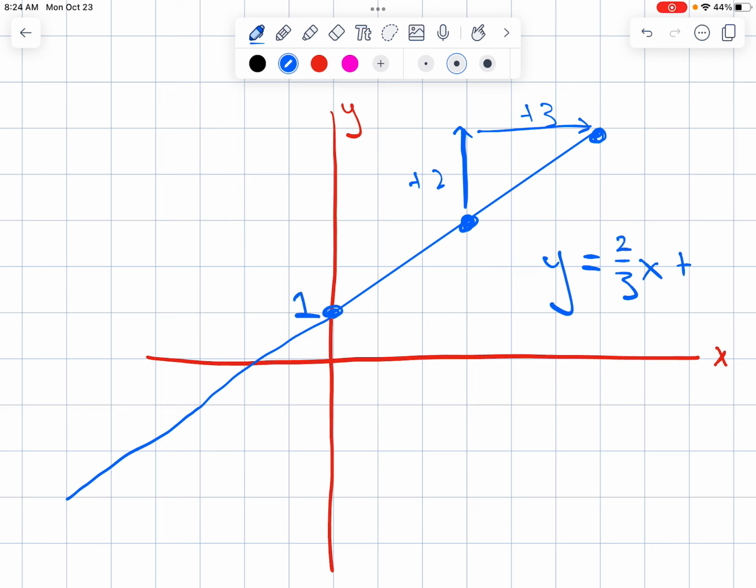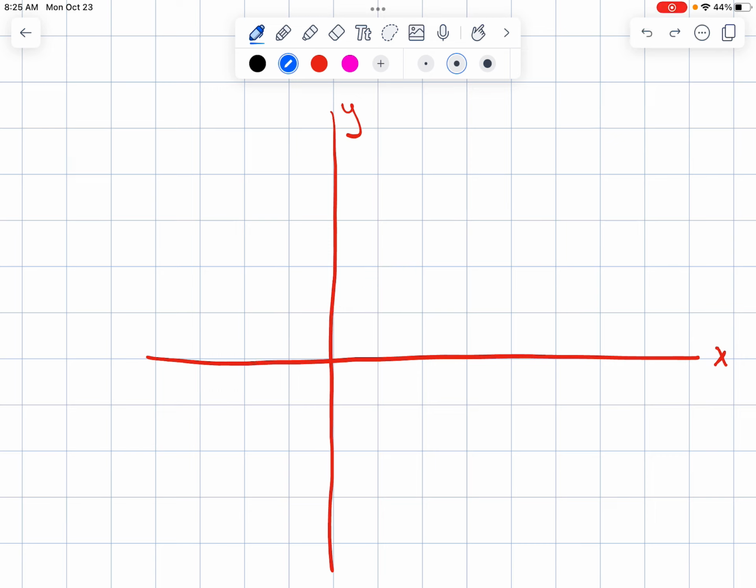Okay, what if you were given this thing kind of backwards? What if instead of giving a line and having to write the equation, you're given the equation and have to write the line? So let's do this. y equals -3/5 x minus 2. So how do you graph these?